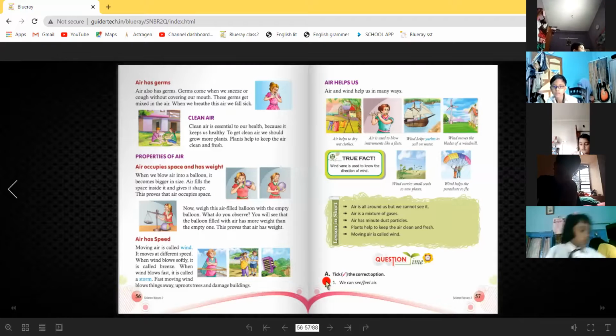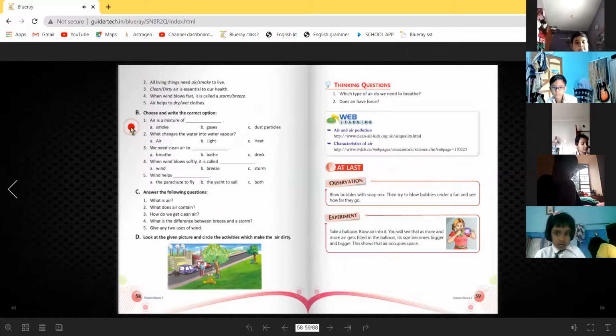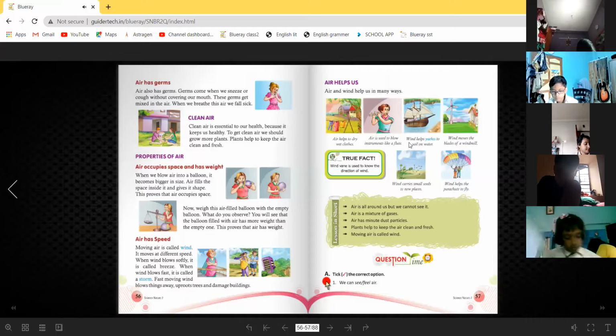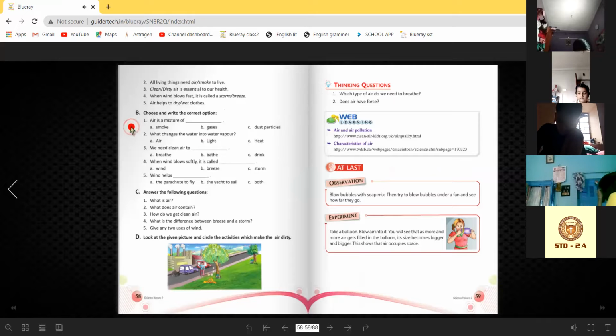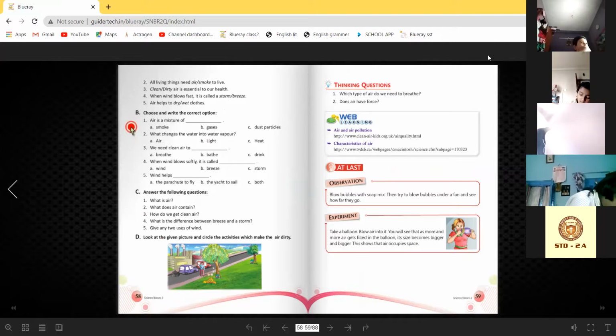Unnecessary students, don't raise your hand. If you have any problem or question, then only raise your hand. Otherwise, don't do it. Yes, Vishit. Yes, Vishit. Yes, Shaptarshi.